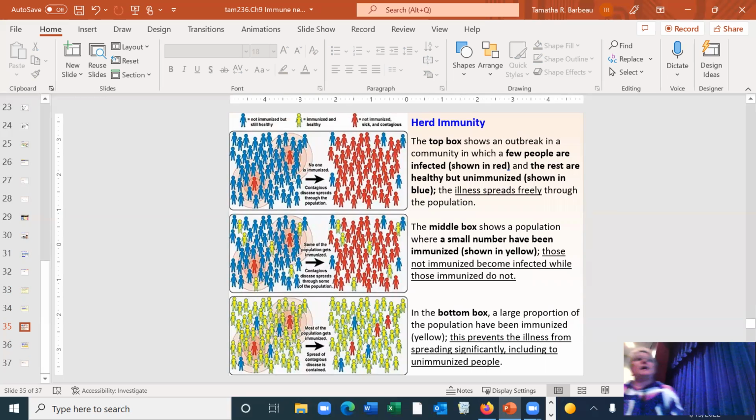Okay, so now the next thing, the yellow people are immunized. The infected people are there, and the blue are the healthy at this time, but unvaccinated. Notice the blue people that had a yellow person in front of them remain uninfected. The people who are vaccinated are literally a viral barrier to unimmunized people.